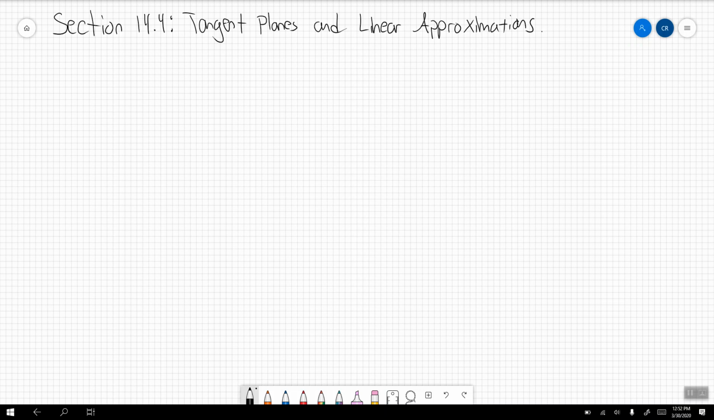Alright, so welcome back for section 14.4. In section 14.4, we're going to be talking about tangent planes and linear approximations. Now, if you recall from section 12.5, we had the equation of a plane.